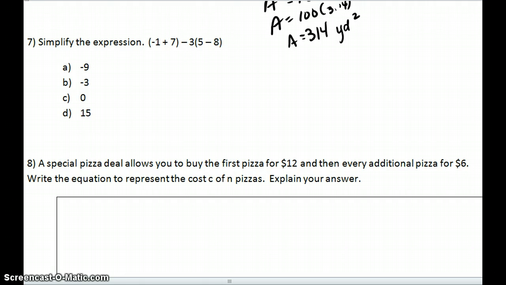Simplifying the expression. Remember PEMDAS. Okay, parentheses first, -1 plus 7 is positive 6. Minus 3 times whatever's in this parenthesis is a -3. So now we have 6 minus whatever 3 times -3 is, -9. We change the sign on both of these, and we get 15.